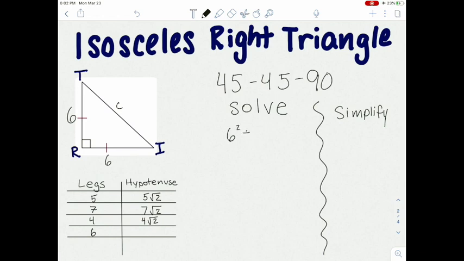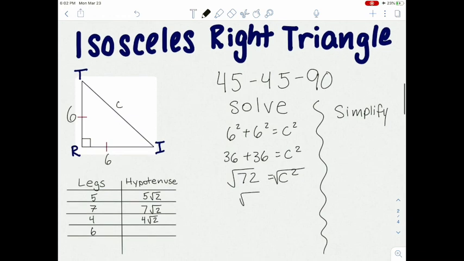So 6 squared plus 6 squared equals C squared. 36 plus 36 equals C squared. 72 equals C squared. Take the square root of both sides. The square root of 72 equals C. We have to simplify the square root of 72. I'm going to think to myself, well, I could easily use 8 and 9, right? Is there a perfect square hidden there? And there is, right? So I can take out 2 and 36.